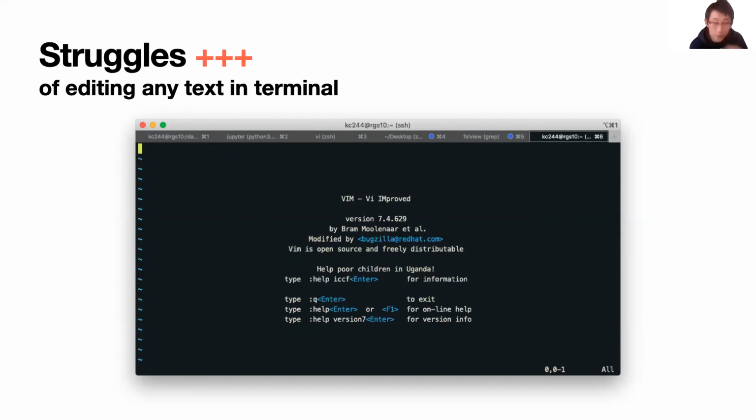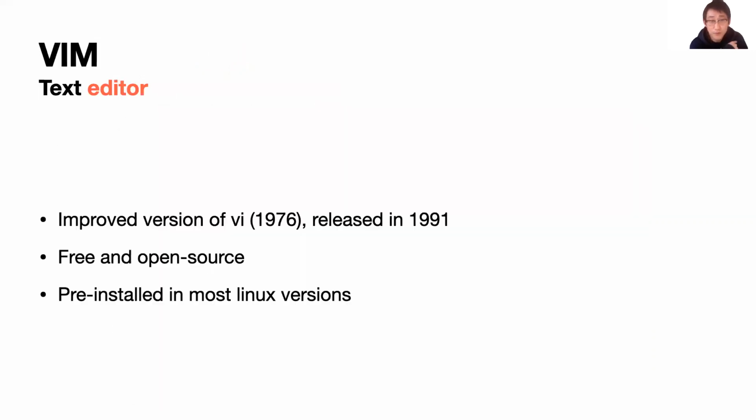So I think I can help you to begin making use of VIM a little more comfortably. To briefly point out what VIM is, it's a text editor. It is an improved version of VI, which was published in 1976, and the improved version was released in 1991. So it's been around for 3 decades. It's been there quite a long time. There must be a reason why people are still using this. It is free and open source, and it is pre-installed in most Linux versions.